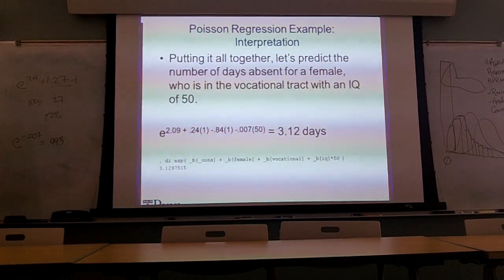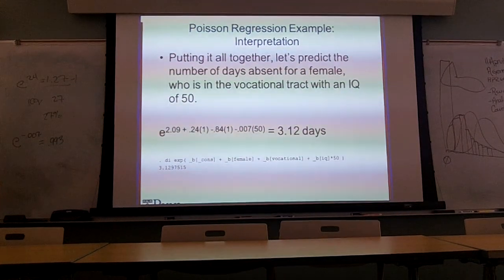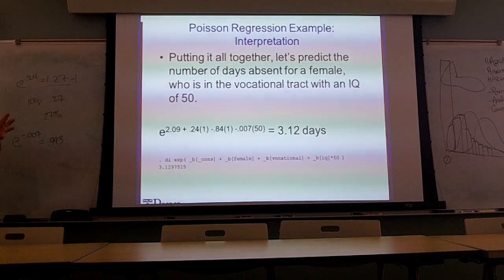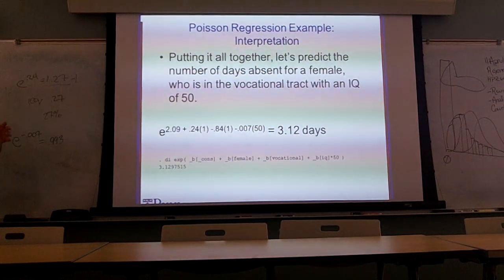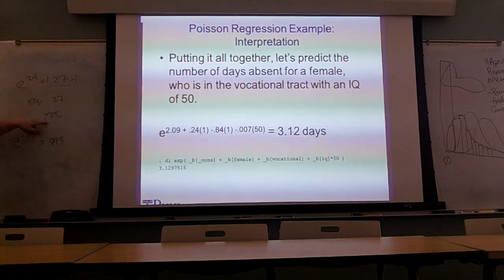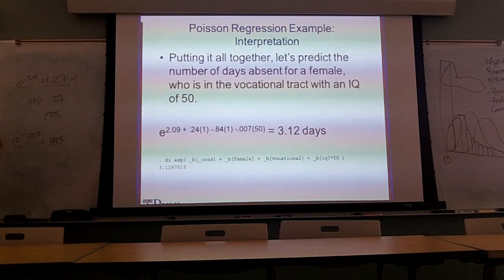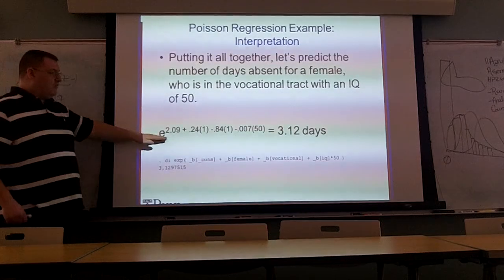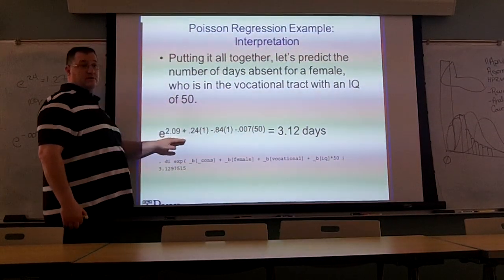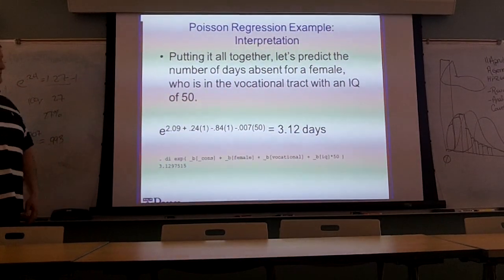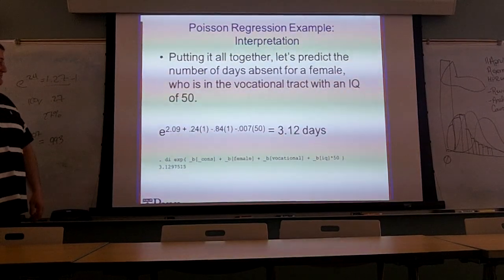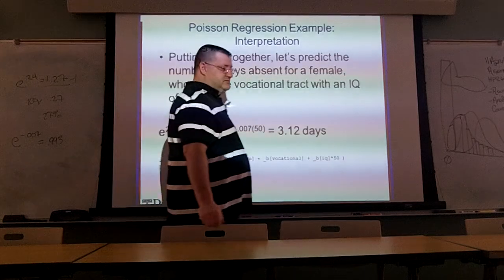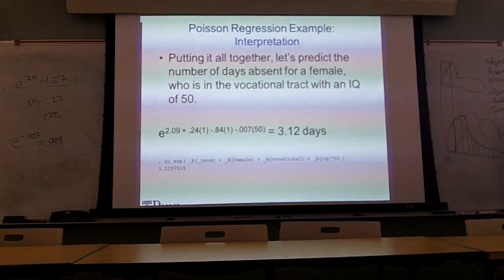Does that make sense? So again, this is why we report the betas, because I can't take these values and add them together to come up with the expected days. I have to put the whole thing in the equation and exponentiate that. Make sense? So it's nothing new. It's what you've been doing forever and ever.